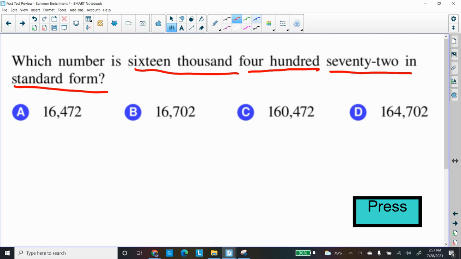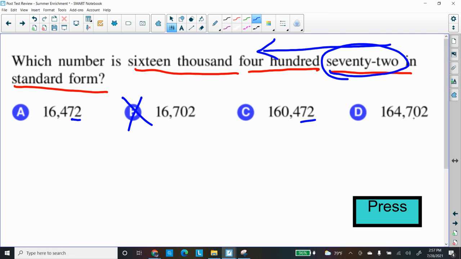I would do this by working backwards. What do you mean, work backwards? I would start with the 72 and see if I can eliminate some of the answers. I see 72 here. That doesn't have 72, that has 02, so I'm going to get rid of it. This has 72, and this has 02, so I have just got rid of two choices. So my answer is either A or C.